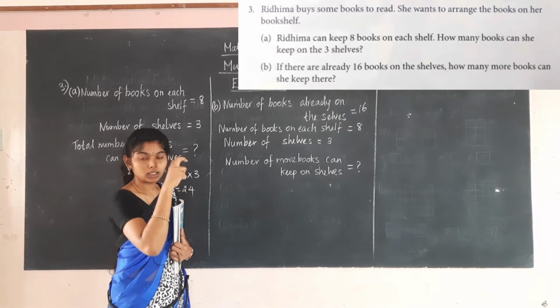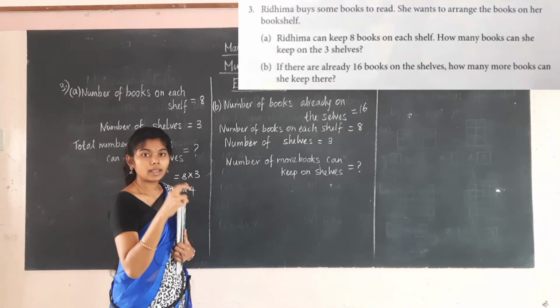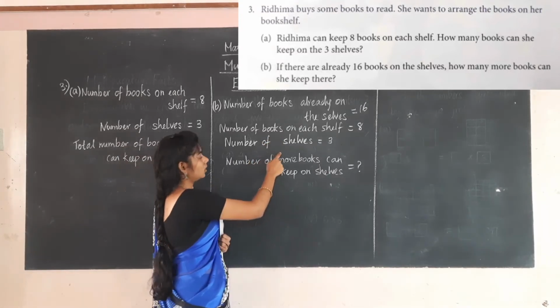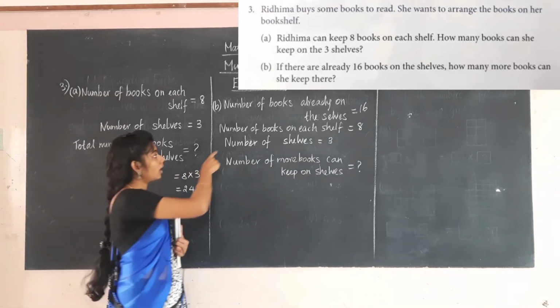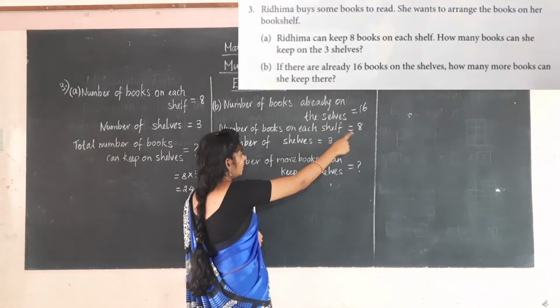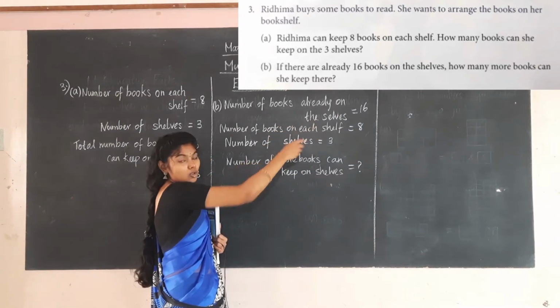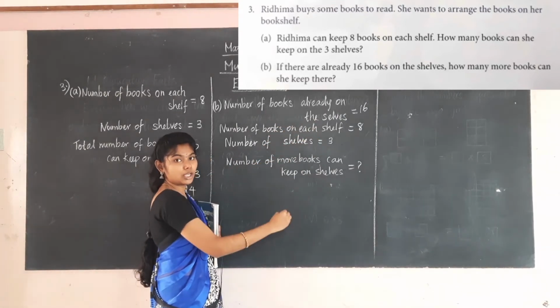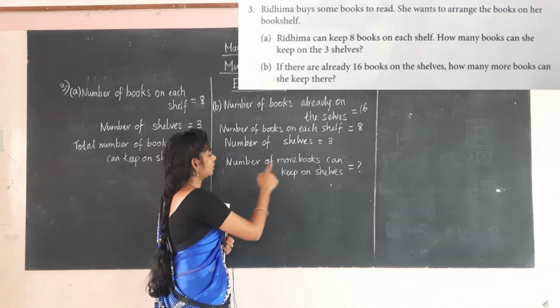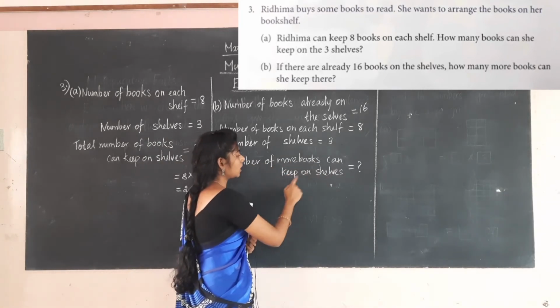There are totally 3 shelves, and in each shelf we can keep 8. That I have mentioned here. In the previous question itself it is given: number of books on each shelf is 8 and number of shelves is 3. And she already kept 16 books. So how many more, how many remaining does she need to keep? That too we have to find: number of more books she can keep on the shelf.